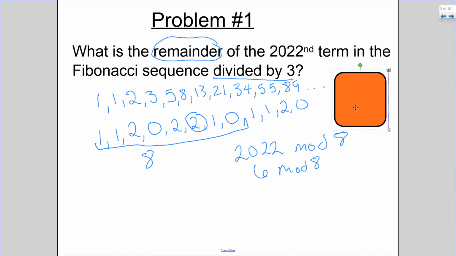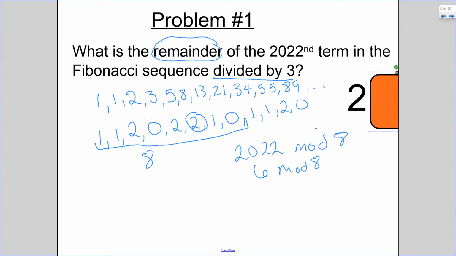So our remainder of the 2022nd term in the Fibonacci sequence should be 2. Now, this is a great problem to guess if you're ever doing a math contest, because you really only have like 3 guesses here, right? 1, 0, or 2. So the worst case scenario, even if you're like, I don't know how to do this, you should throw a guess down.